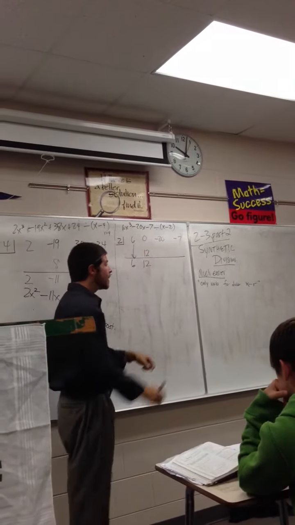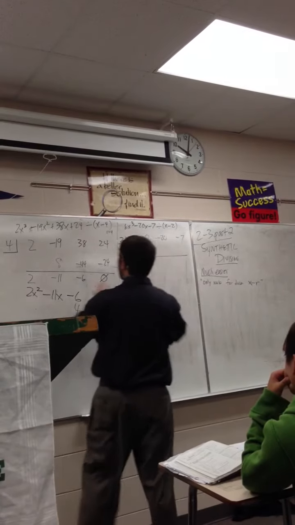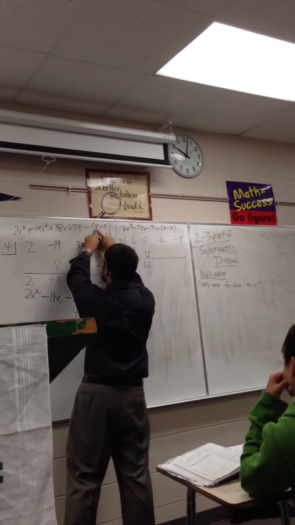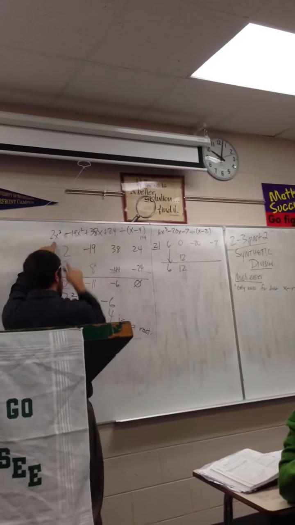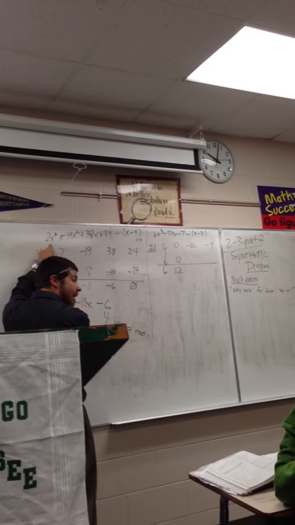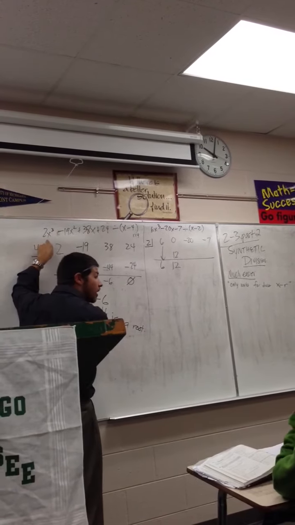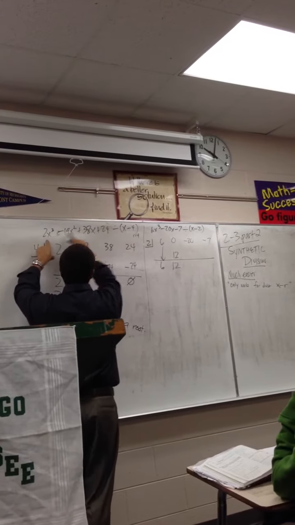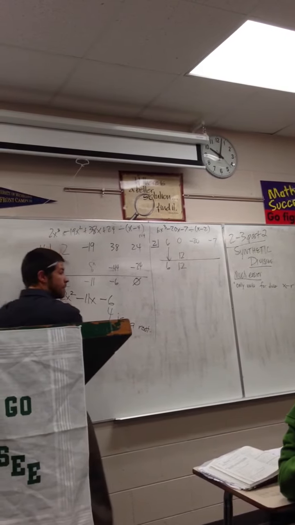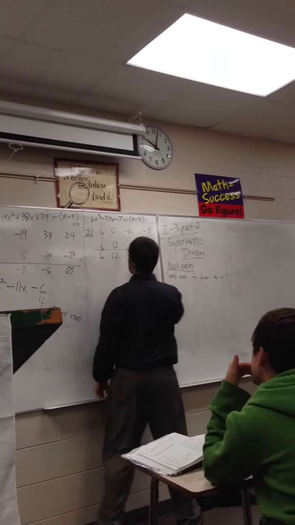You know why? Because when you do long division, how many times does x go into 2x cubed? 2x squared times. Right? Long division. I asked you, how many times does the first term go into the first term? Goes into it this many times. All right, so where are we?